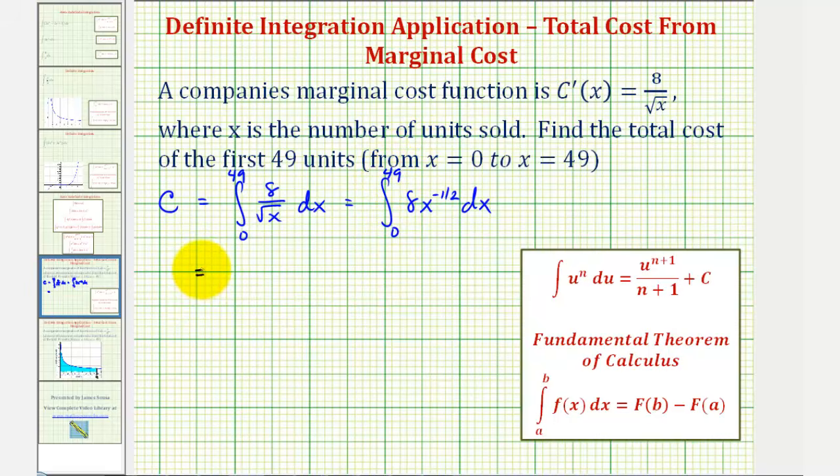Next we'll find the antiderivative, which would be 8 times x to the power of negative 1/2 plus 1, that's x to the 1/2, and then divided by 1/2. After simplifying, we'll evaluate this at the upper limit of integration of 49, and then at the lower limit of integration of 0, and then find the difference. Well, here dividing by 1/2 is the same as multiplying by the reciprocal, or multiplying by 2. So we can write this as 16 x to the 1/2, or 16 times the square root of x.